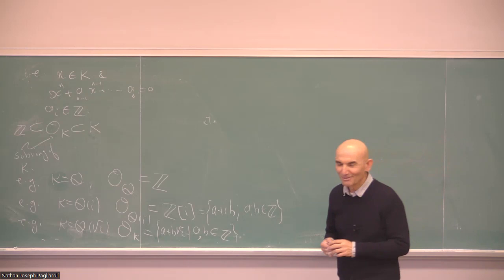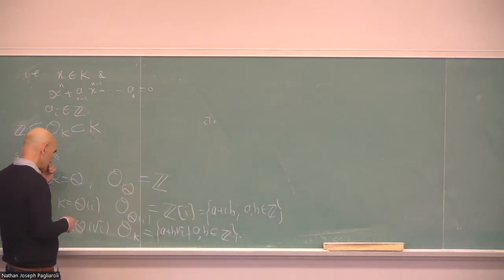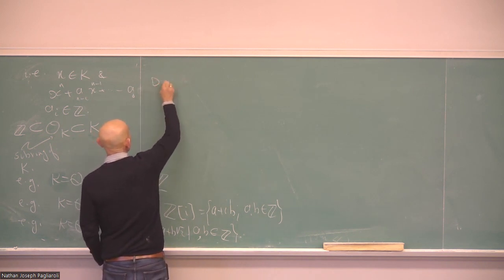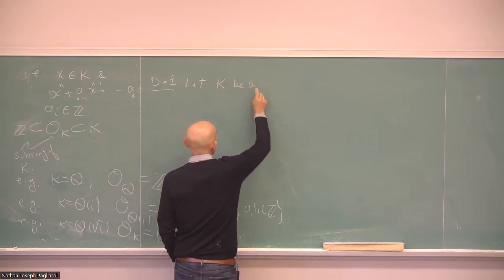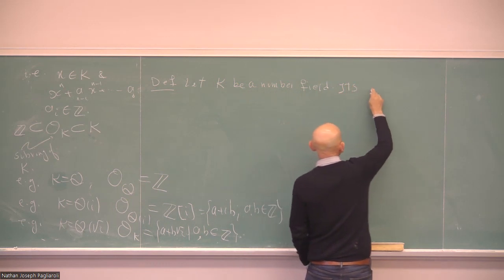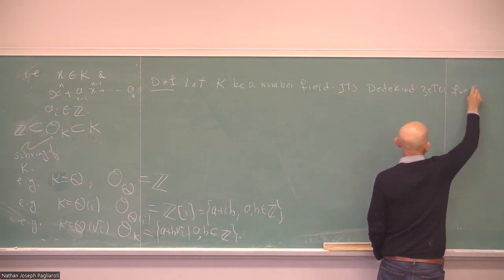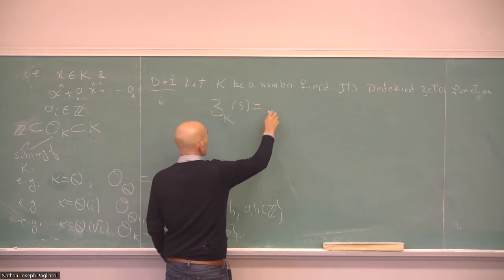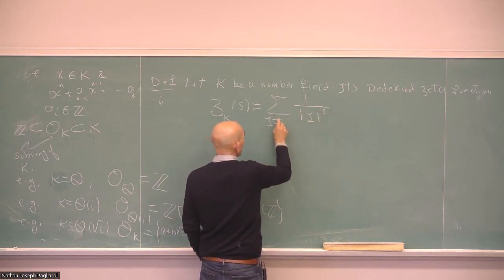But let me now move on towards my agenda. I want to define the Dedekind zeta function eventually. So what is the Dedekind zeta function of a number field K? Definition: let K be a number field. Its Dedekind zeta function zeta_K(s) is equal to the sum over I different from 0 of 1 over the absolute value of I to the power s.